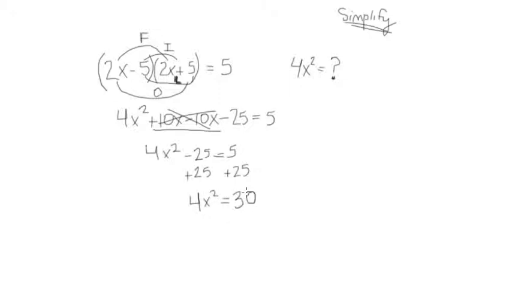Now technically, if the question was asking us to solve for x, there'd be much more we can do. We could divide by 4, square root both sides, and get x. But the question is actually asking us to find the value of 4x squared. So at this stage, we've answered that question. 4x squared is equal to 30.